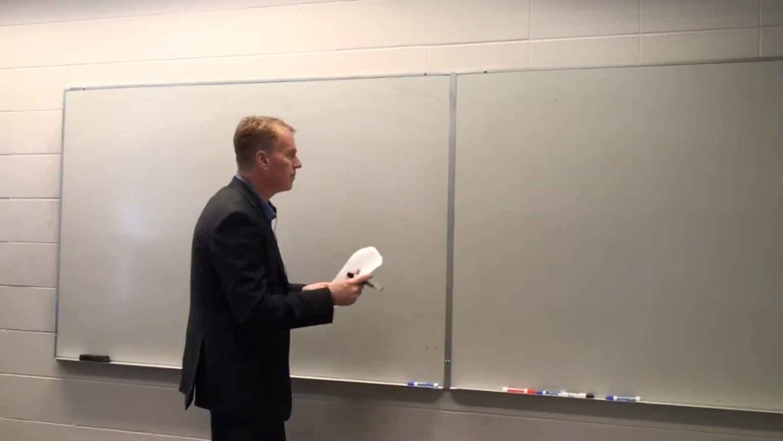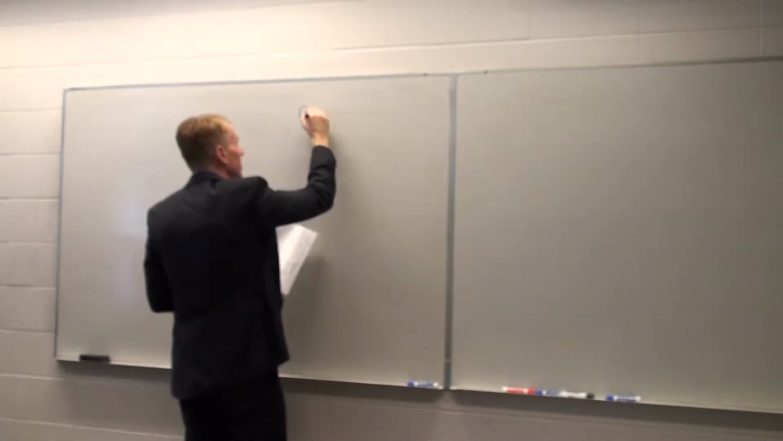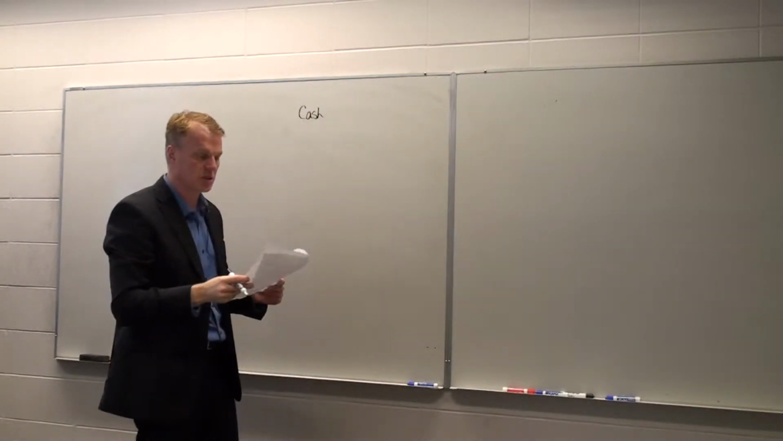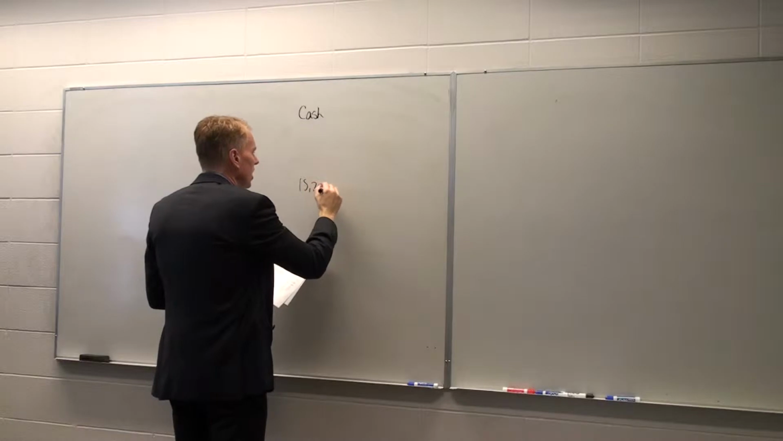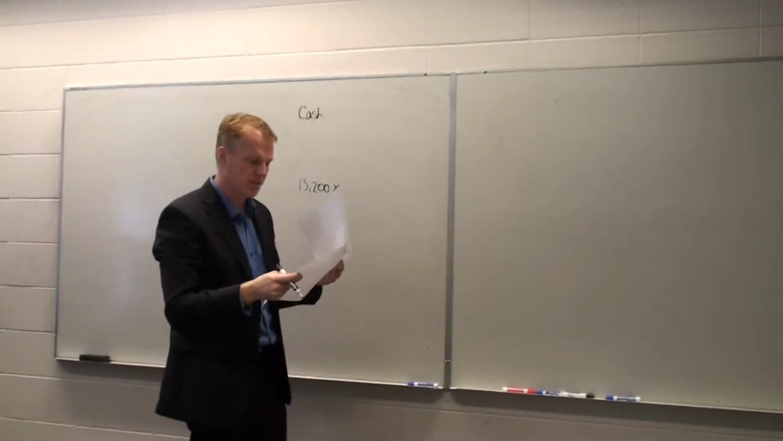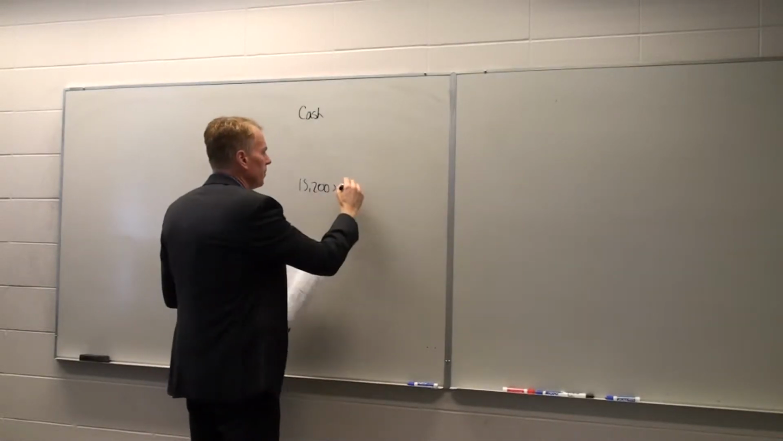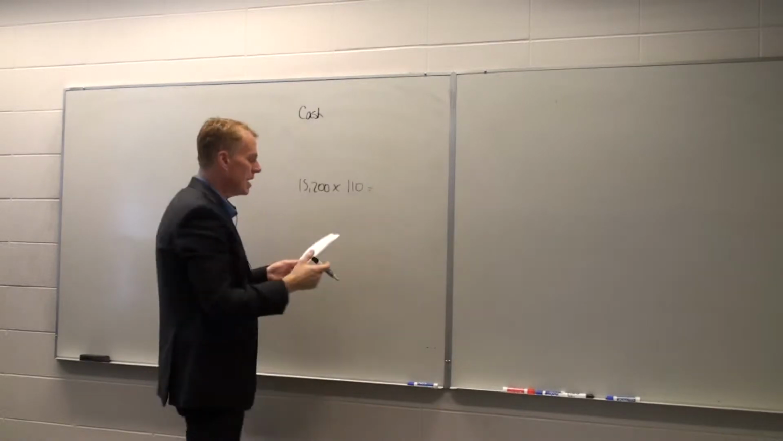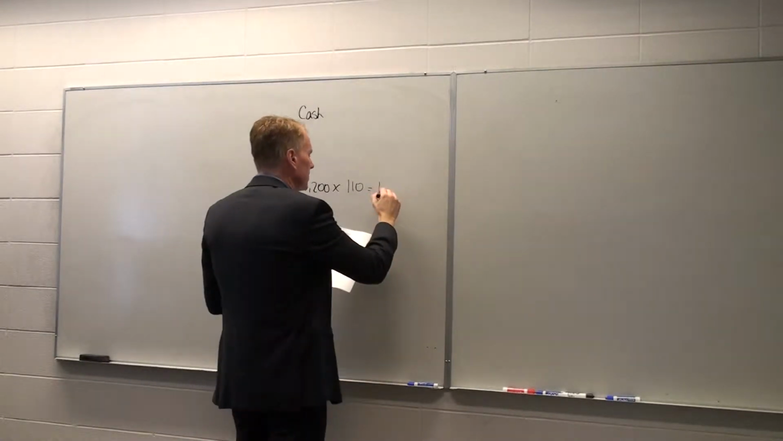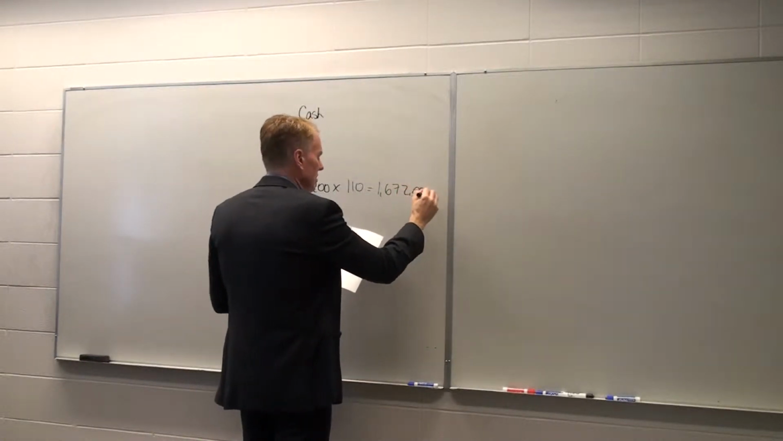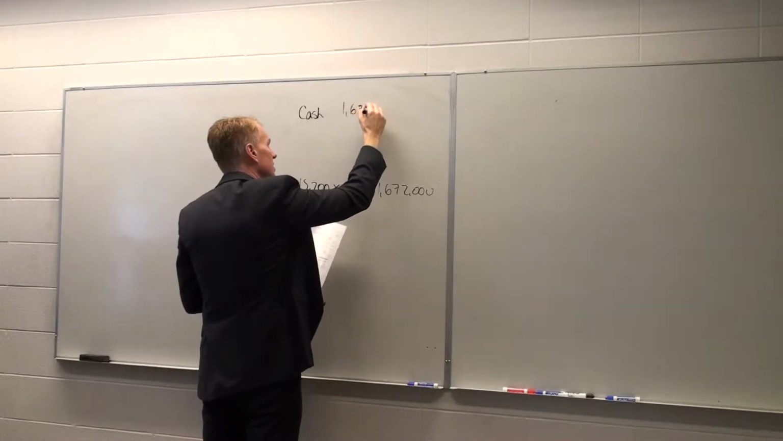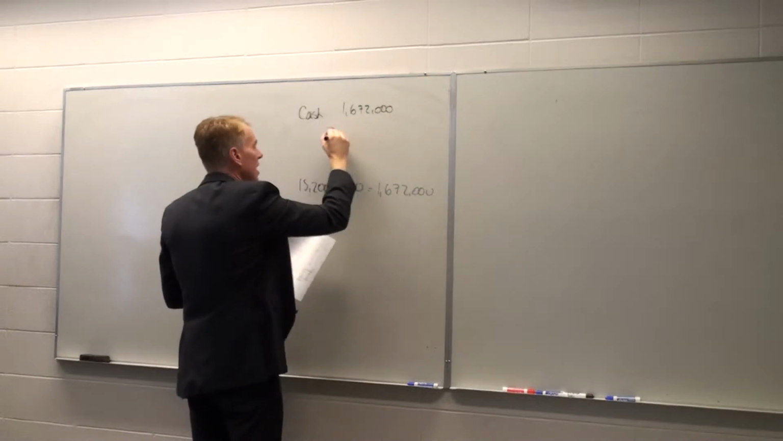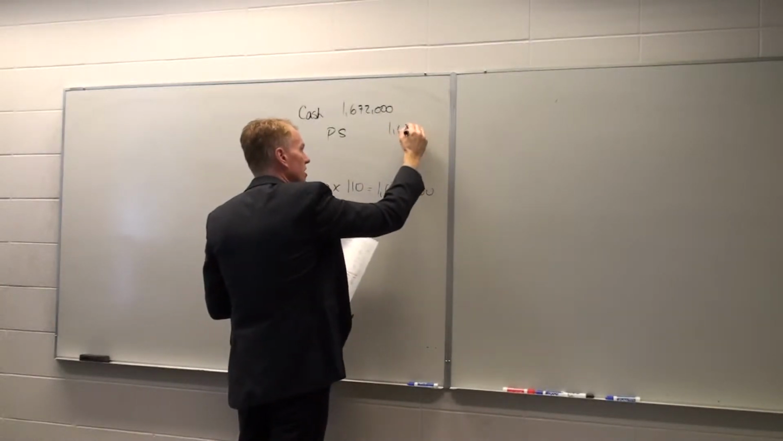So right off the bat, here's our first entry. Cash, because we sold the preferred shares: 15,200 shares times $110 per share. That is equal to $1,672,000. So that's how much cash we will receive, $1,672,000. And then we credit our preferred shares.